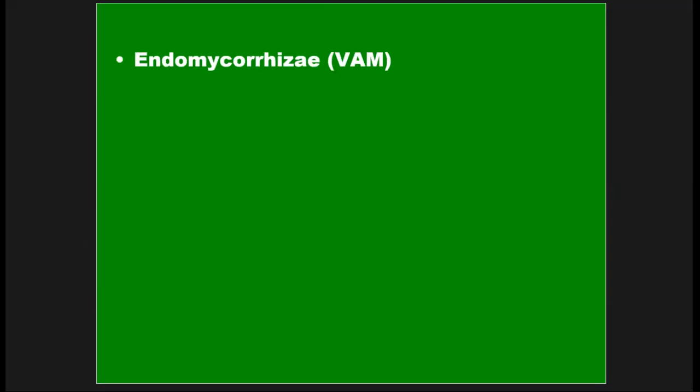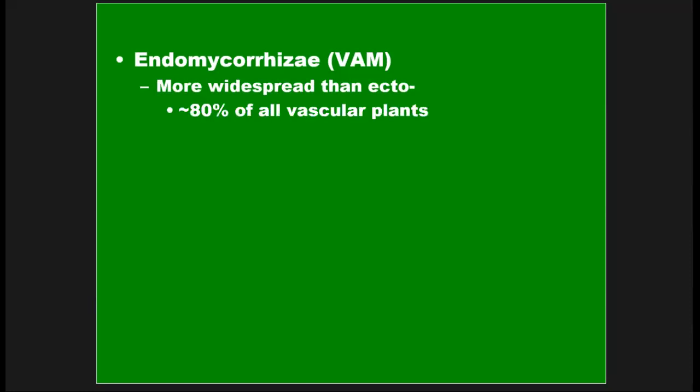However, if you were to dig up these plants that have the endomycorrhizae, you wouldn't see a fungal mantle around the surface of the root. The fungal hyphae is there, but it's so sparse that you really can't see it with the naked eye. So endomycorrhizae are actually more widespread on many different species of plants than the ectos. They estimate about 80% of all vascular plants have endomycorrhizae, that type of relationship.